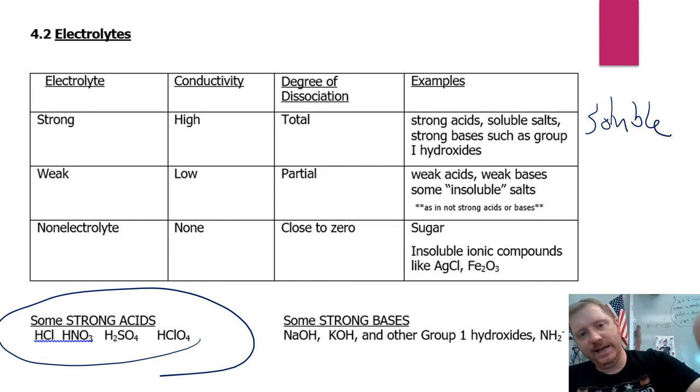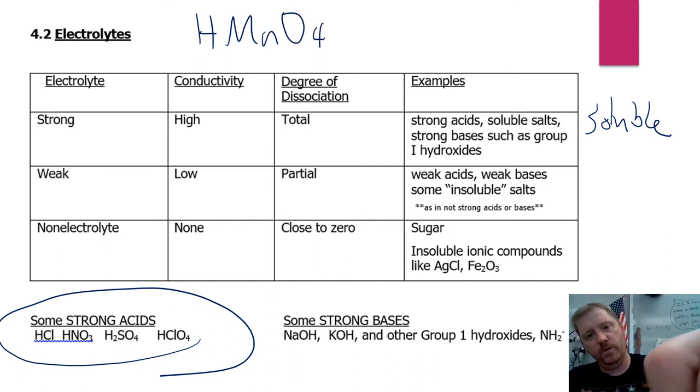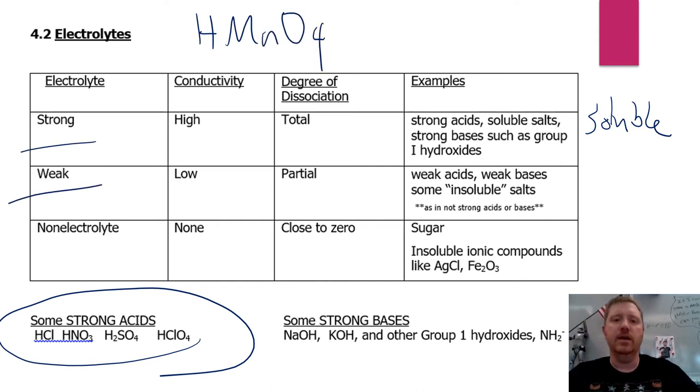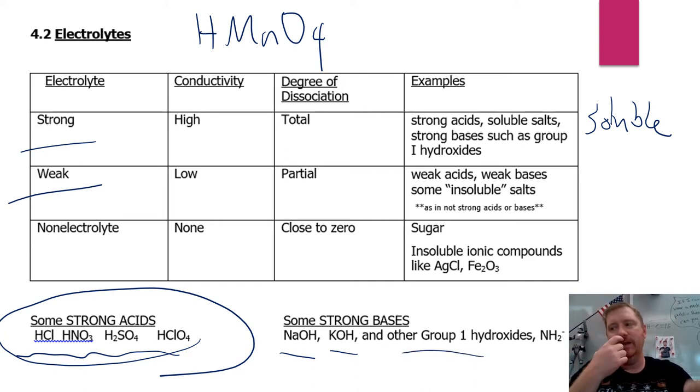So if you see any acid, here we go, write one down. HMnO4. Is that going to be strong or weak? Well, HMnO4 is not one of these four acids, so it's going to be weak. So it doesn't dissolve very well in water, and it doesn't conduct electricity very well. Cool? The strong bases are listed there: sodium hydroxide, potassium hydroxide, any other group 1 hydroxide, and NH2-1. That's the last of them.